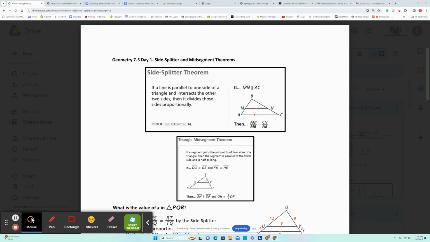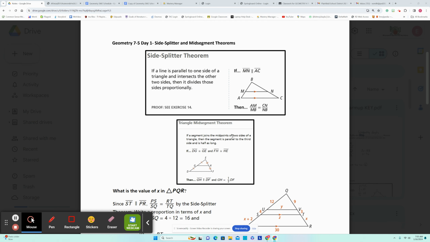So if you look, if we're given that MN and AC are parallel, then you would know that AM over MB and CN over NB also share a proportional relationship. We're going to apply this one in just a couple minutes.